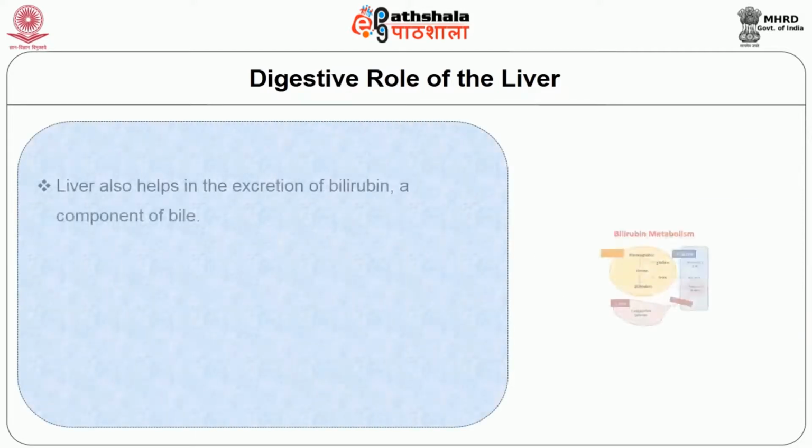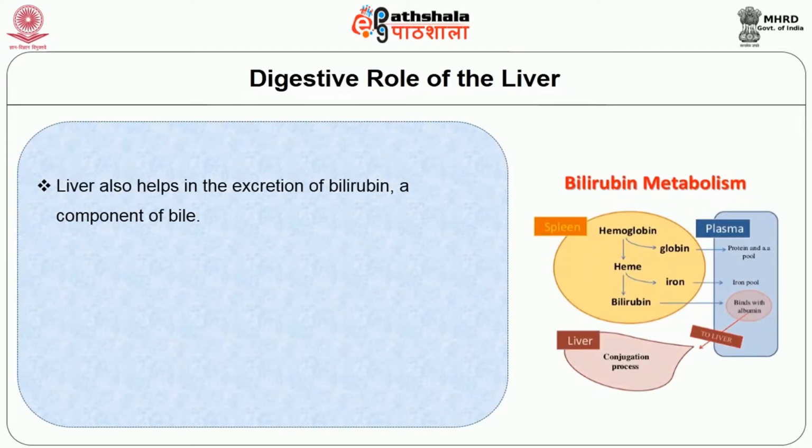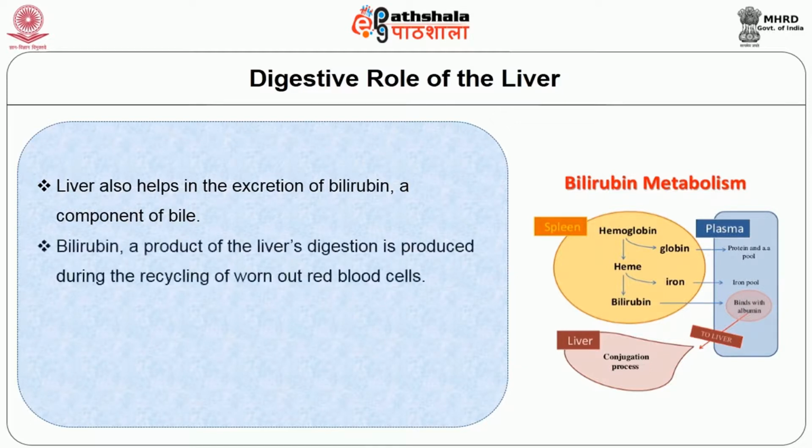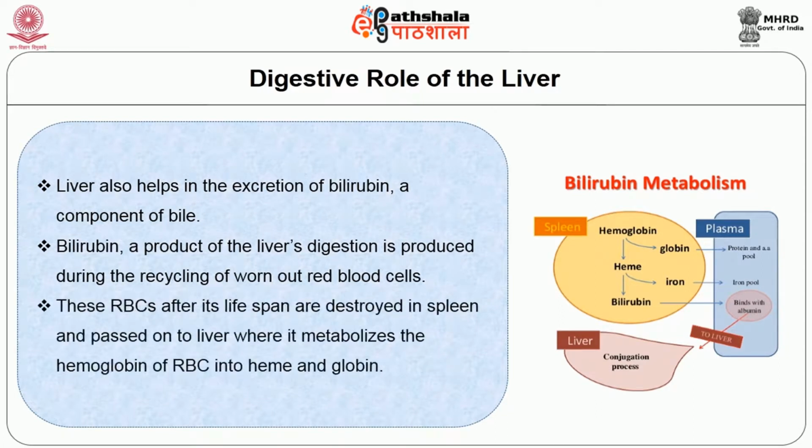Liver also helps in the excretion of bilirubin, a component of bile. Bilirubin, a product of liver's digestion, is produced during the recycling of worn-out RBCs or red blood cells. The red blood cells after their lifespan are destroyed in the spleen and passed on to the liver, where it metabolizes the hemoglobin of RBC into heme and globin.